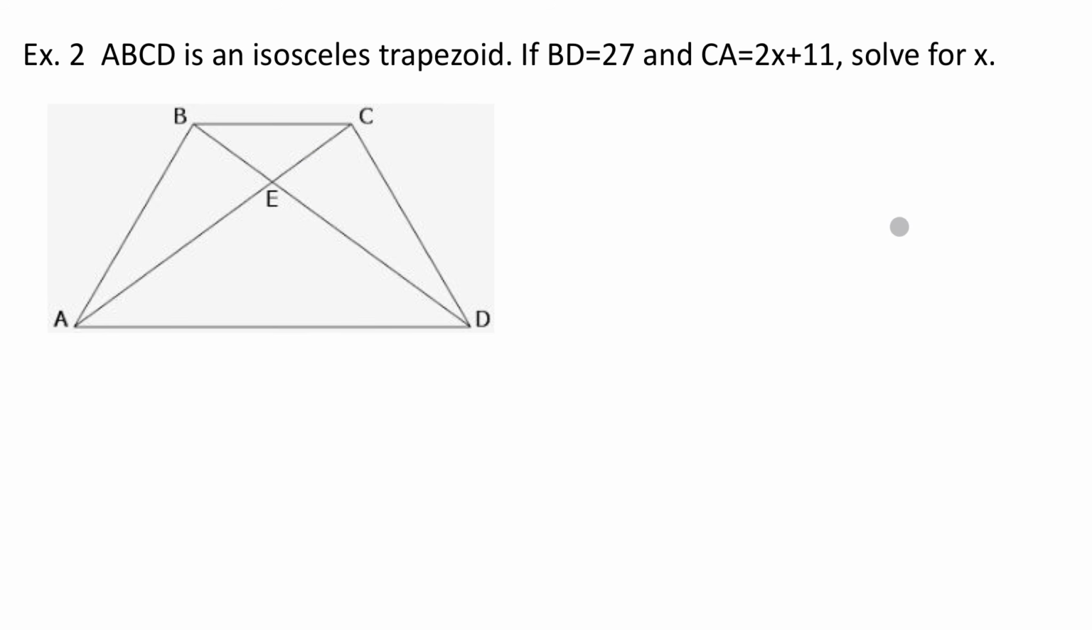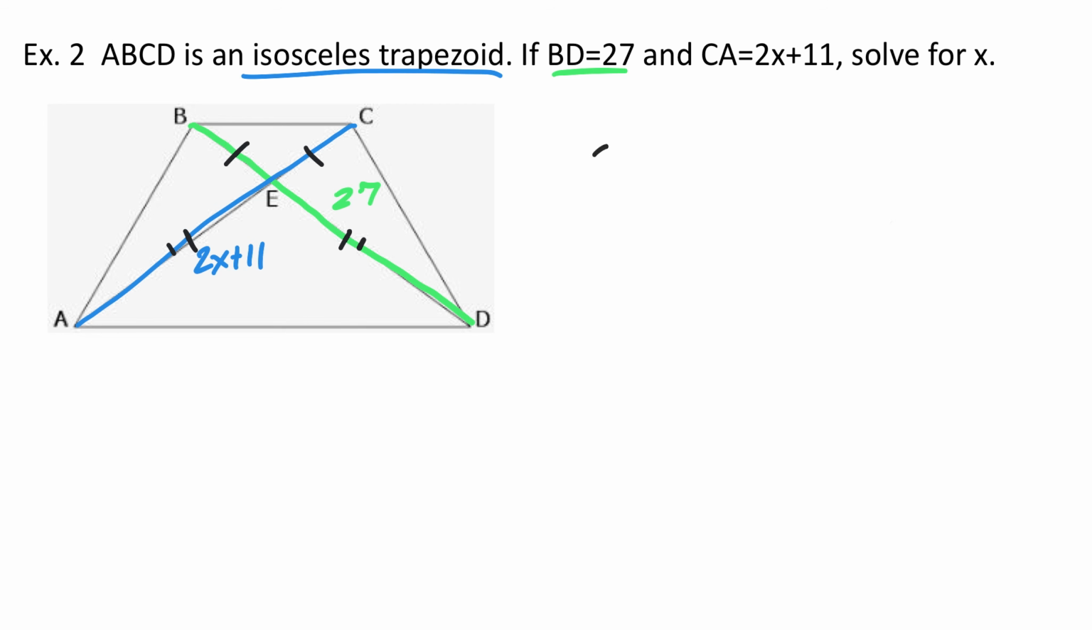Of course, we've got to throw in some algebra, right? So let's take a look at this. Side BD, that is the entire segment right there, is 27. And CA, from here to here, is 2x plus 11. So since this is an isosceles trapezoid, because it tells us so, those two segments are going to be equal to one another. And again, any of these segments could be equal to each other. This segment is equal to this one is equal to this. But we're doing the entire segments.